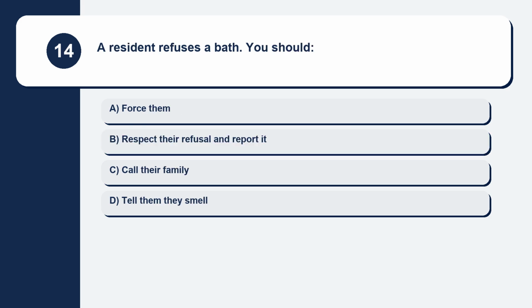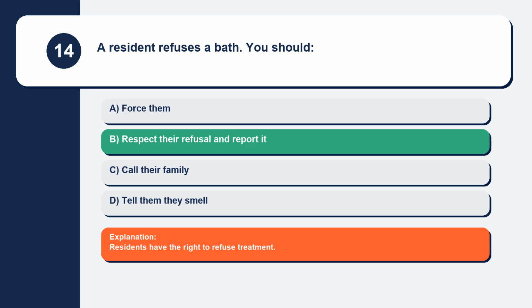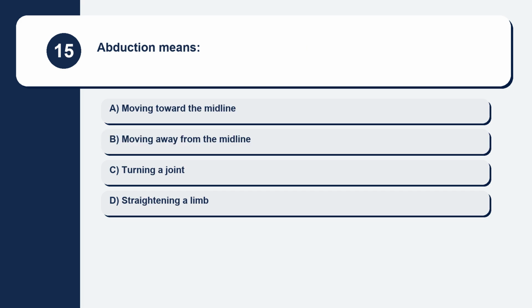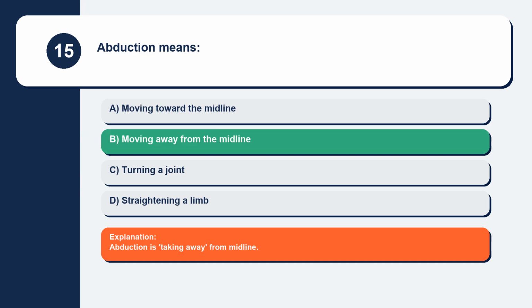Question 14. A resident refuses a bath. You should force them, respect their refusal and report it, call their family, tell them they smell. Residents have the right to refuse treatment. Question 15. Abduction means moving toward the midline, moving away from the midline, turning a joint, straightening a limb. Abduction is taking away from the midline.